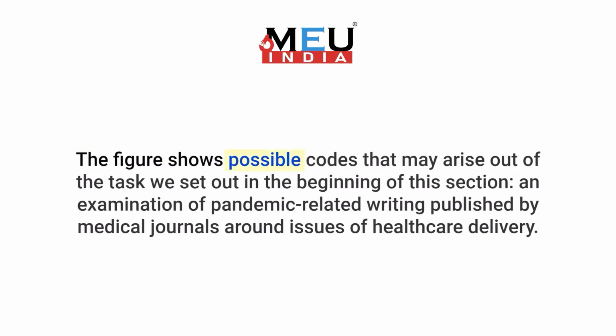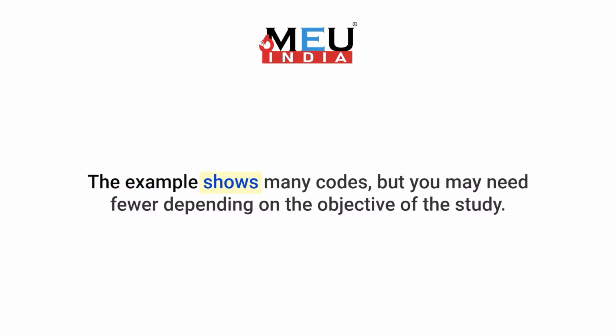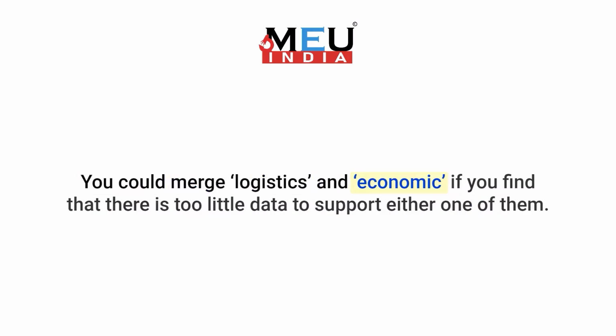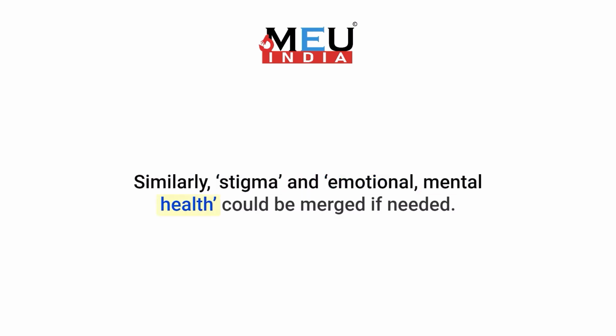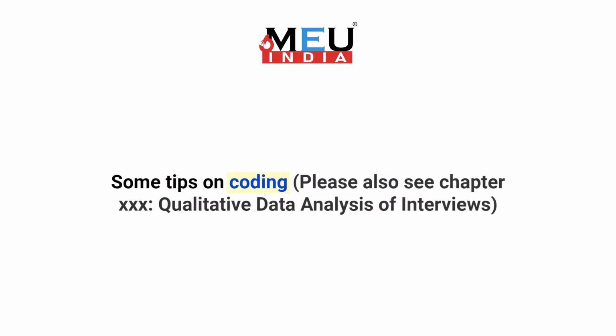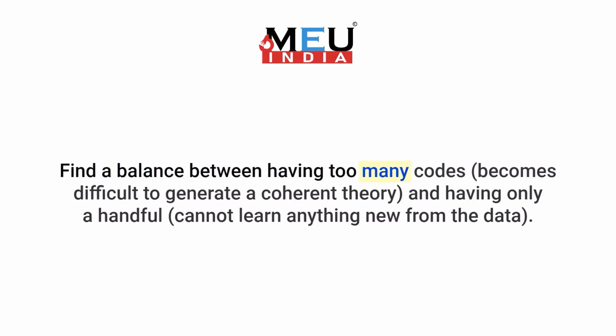The figure shows possible codes that may arise out of the task we set out in the beginning of this section: an examination of pandemic-related writing published by medical journals around issues of healthcare delivery. The example shows many codes, but you may need fewer depending on the objective of the study. You could merge logistics and economic if you find that there is too little data to support either one of them. Similarly, stigma and emotional mental health could be merged if needed. Some tips on coding. Find a balance between having too many codes and having only a handful.